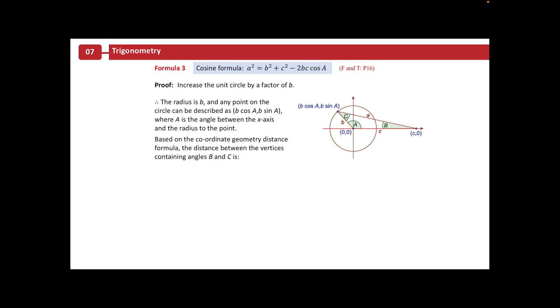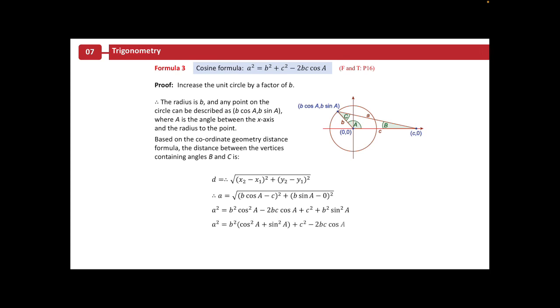Based on the coordinate geometry distance formula, the distance between the vertices containing angles B and C is the square root of (x2 minus x1) squared plus (y2 minus y1) squared. Substituting our points in gives us a equals the square root of (b cos A minus c) squared plus (b sine A minus 0) squared. Squaring both sides, we get a squared is equal to b squared cos squared A minus 2bc cos A plus c squared plus b squared sine squared A.